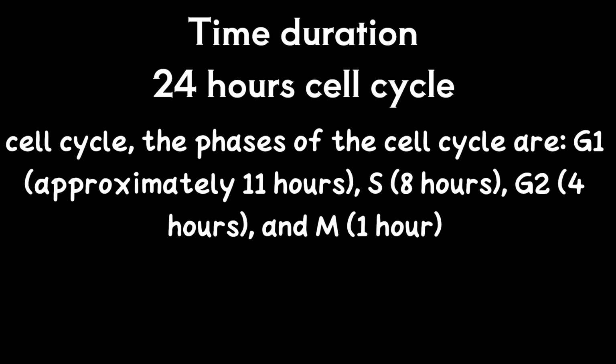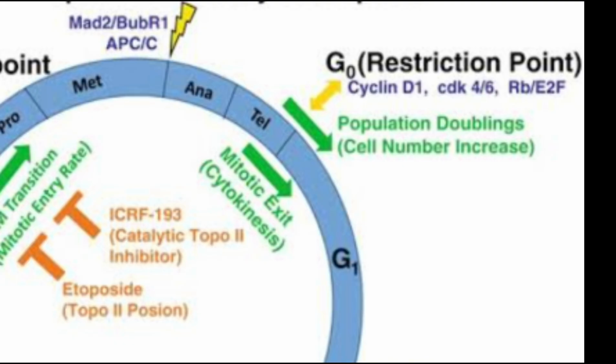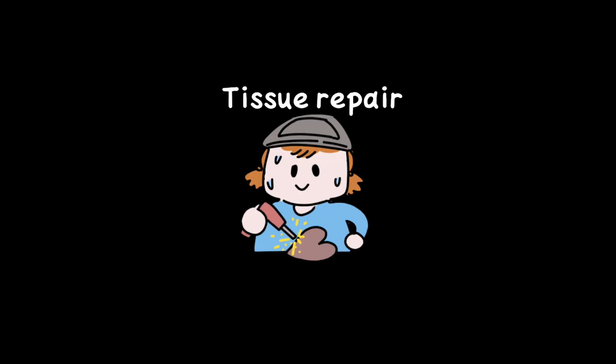G0 phase, also known as the quiescent phase, is a stage of the cell cycle where cells are metabolically active but not actively dividing. The G0 phase allows the cell to pause its division and enter a resting state until it is needed. It's also important for tissue repair, when cells in G0 can be called upon to divide to replace damaged cells.